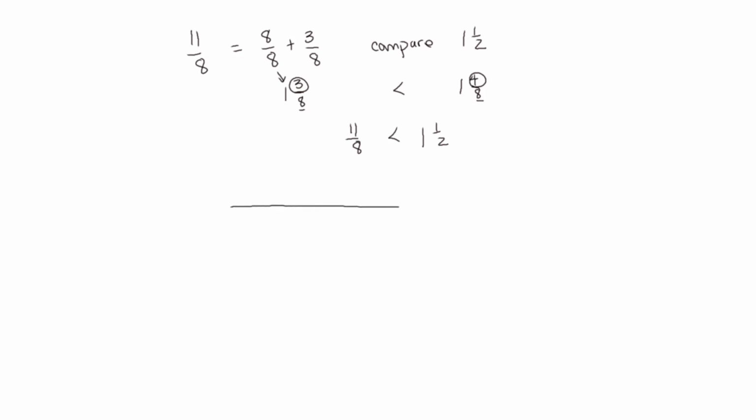If we plot this on our number line, we'd see that 1 1/2 would be right between 1 and 2. And 11/8, since that's equal to 1 3/8, would be a little bit less than that and would be plotted there.